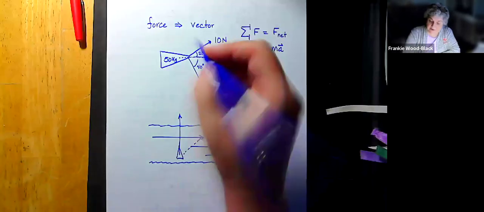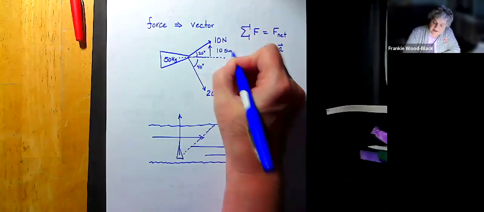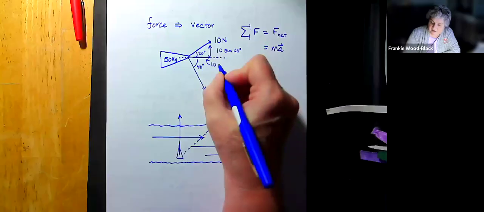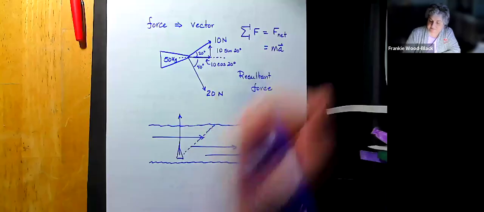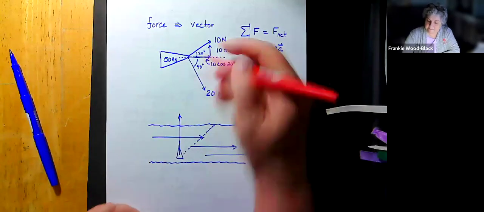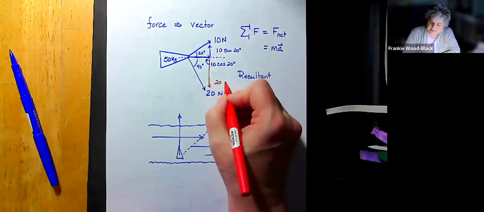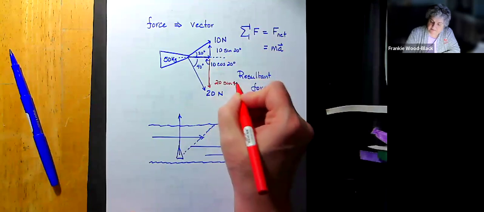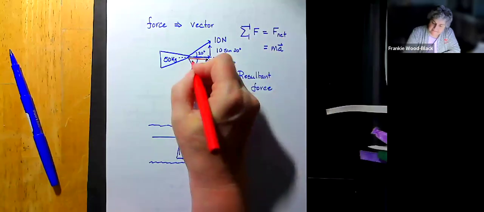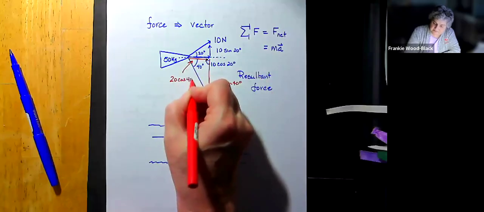Okay, so now we have to do our two components. This is going to be 10 sine of 20 degrees, and that component is 10 cosine of 20 degrees. This one, I'm going to do in red. This is 20 times sine of 40 degrees, and this red one is 20 times the cosine of 40 degrees.